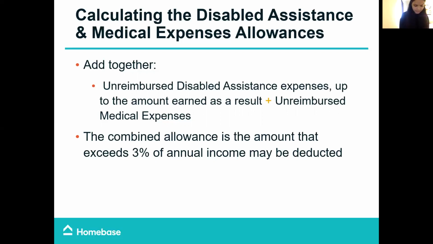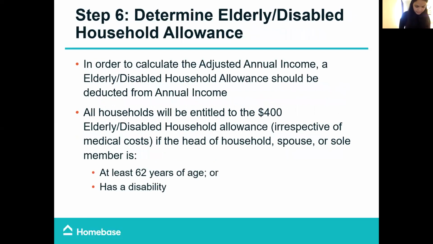The next allowance we're going to look at is the elderly and disabled household allowance. For this one, you're also looking to see whether the household has a head of household or a spouse that's 62 years of age or older or has a disability. So it's the same qualifying situation as the previous allowance we looked at. In this case, though, if the household meets those criteria, it's automatically entitled to a $400 allowance.